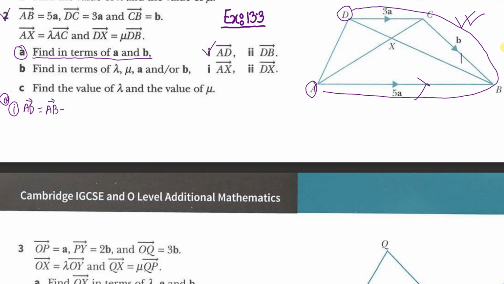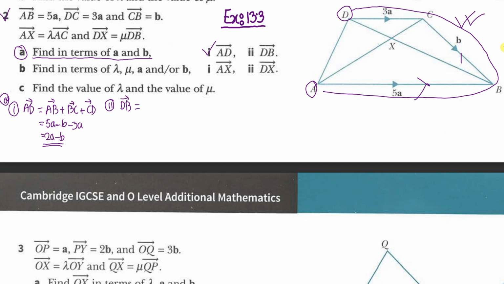Let me write the vector accordingly. AD equals AB plus BC plus CD. The vector AB is given in that direction, so it is 5a. BC is given in the opposite direction, that's why we need to use minus b. And vector DC is given, but we are moving from C to D, so we also need to use a minus sign, minus 3a. Let's add them: 5a minus 3a, which is 2a, minus b. That is the answer of the first part, AD.